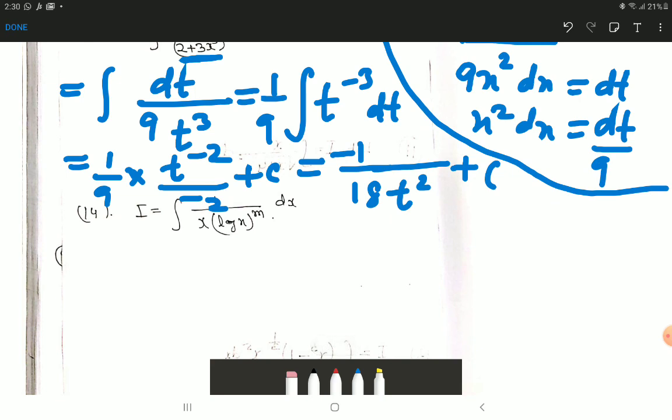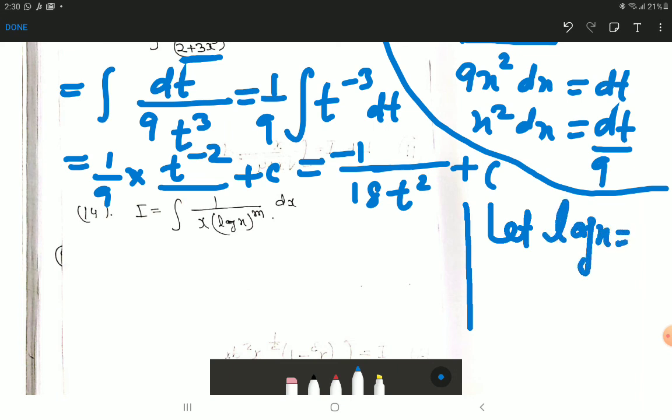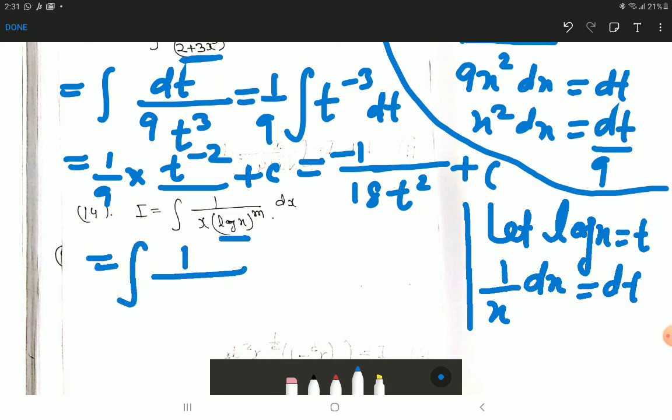Let's see what the question is. It is 1 upon x times log x whole power m dx. So quite obvious, the function is log x and 1 by x is its derivative. So let log x is equal to t. Differentiate it. So 1 by x dx is equal to dt. So now it becomes 1 upon log x is t, so t raised to the power m, and 1 by x dx is dt.